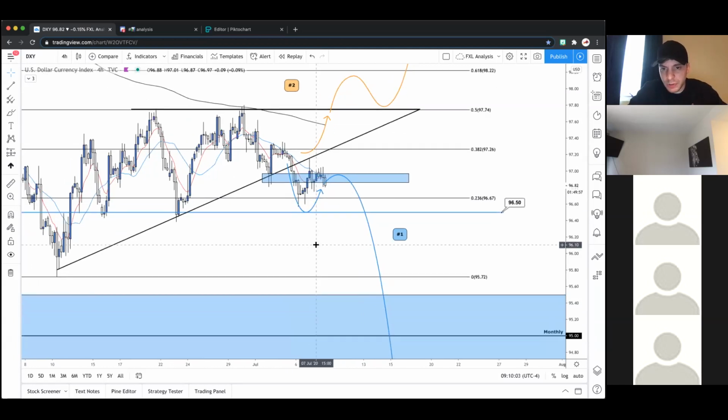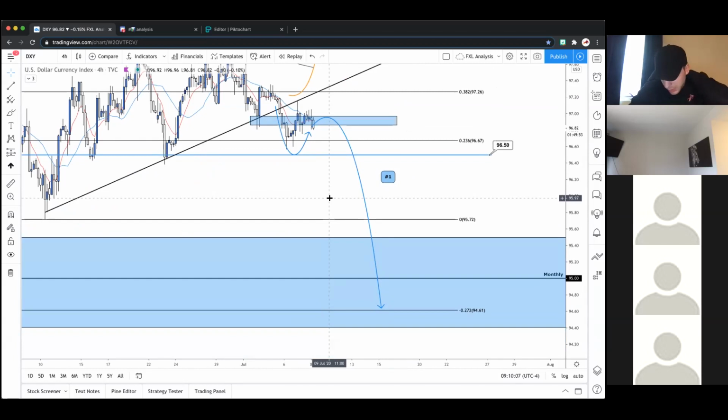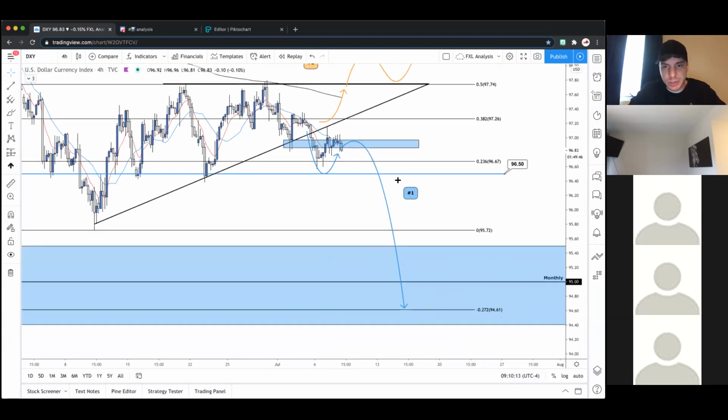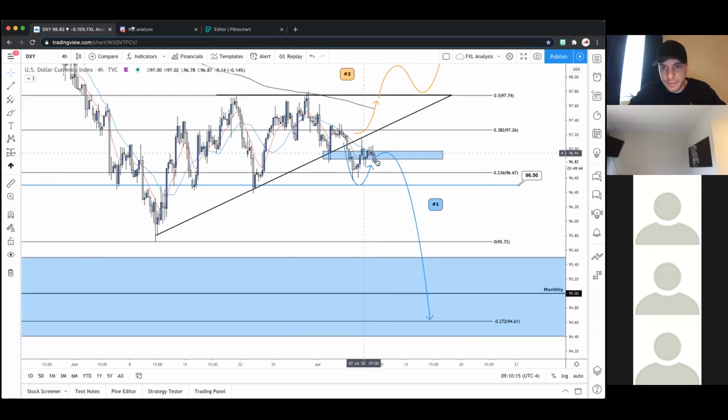So we're definitely looking to get lower, at least to 96.5, potentially all the way down towards our monthly where our negative 27 fib level is. But again, we're just going to wait for those confirmations. Yeah, DXY is looking bearish as hell right now. If the momentum picks up here, and this is definitely a confirmed lower high, we're going to see a pretty large move to the downside.